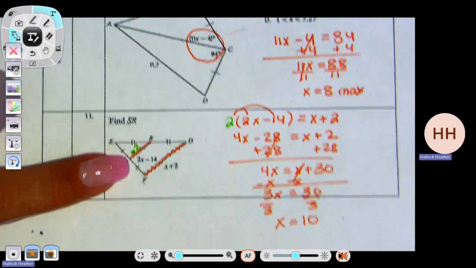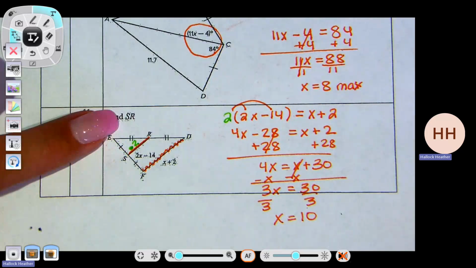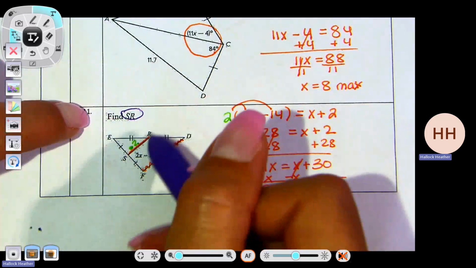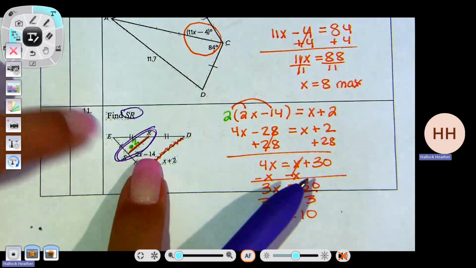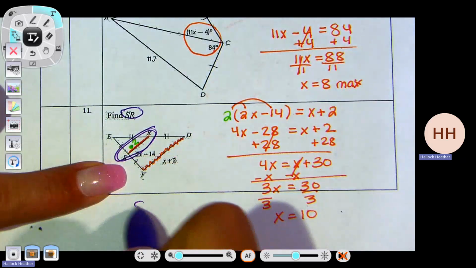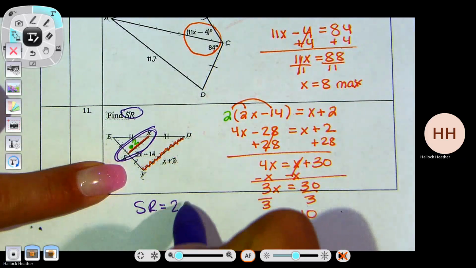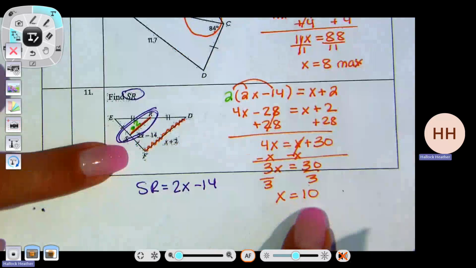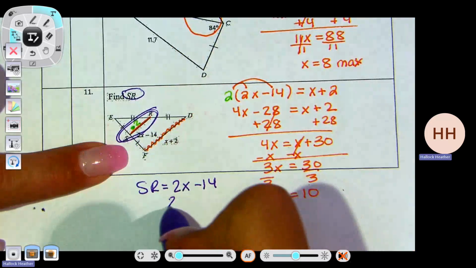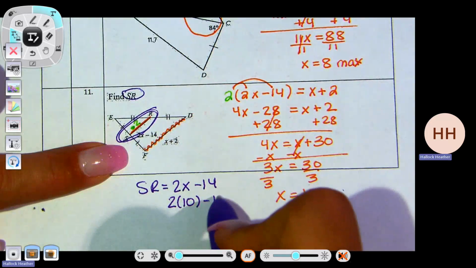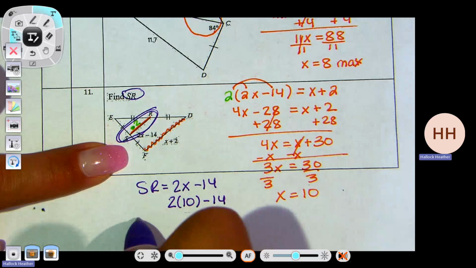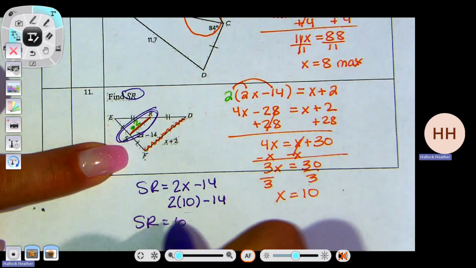And then I have to take that to plug it back in to find RS. RS is right here, which is represented by 2x minus 14. So I'm substituting 10 back in. So 2 times 10 minus 14. So we have 20 minus 14. So RS is equal to 6.